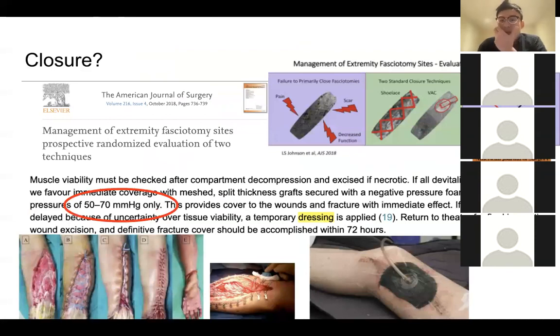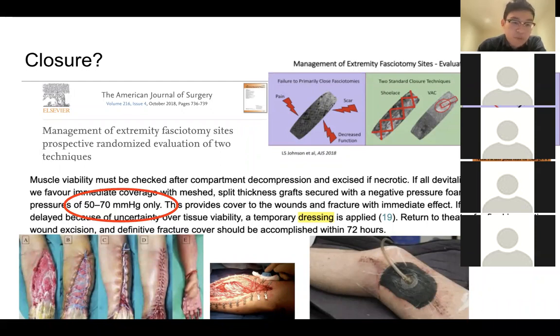Closure. So this is a topic of huge debate really. So we always put a vacuum dressing on, and specifically, you always put a negative pressure foam dressing and you put it on 50 to 70 only. Within 48 hours or 72 hours, you would quite like the patient to have split skin grafts.